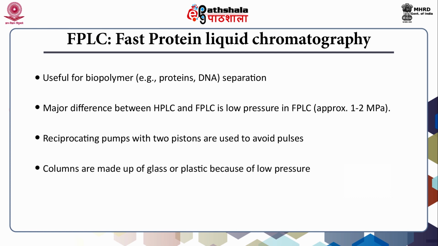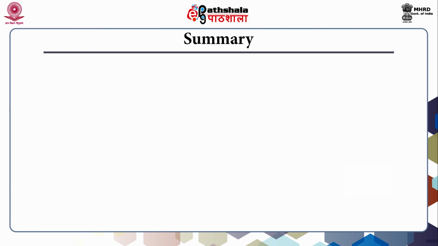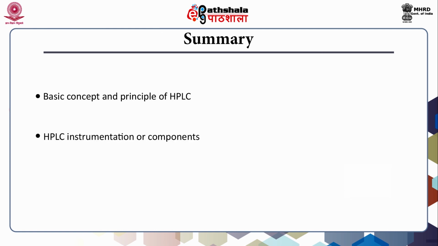The columns in FPLC are made of glass or plastic because of the low pressure, because we do not need a higher pressure. So, we do not need any steel columns in FPLC. We can use glass or plastic columns, and stationary phases are usually compatible with aqueous buffers and salts, because we are going to purify the biopolymers in active form, and usually biopolymers are in active state in aqueous buffers.